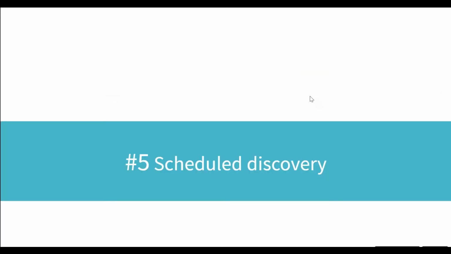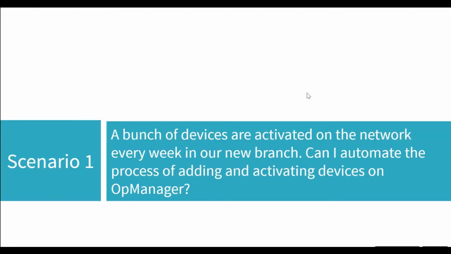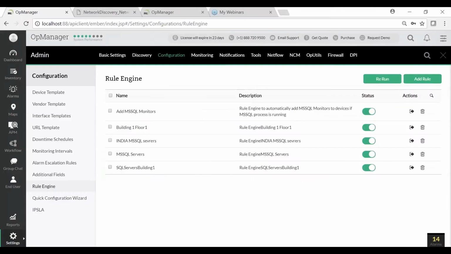Next, let's see about scheduled discovery. What would this scheduled discovery give you? Let's say a bunch of devices are activated on the network every week in your new branch. Can I automate the process of adding and activating devices in OpManager? Yes, it is possible with the help of scheduled discovery. It is not required that whenever you add a device in your network, you have to come back to OpManager and then add those devices. That can also be automated with the help of scheduling.